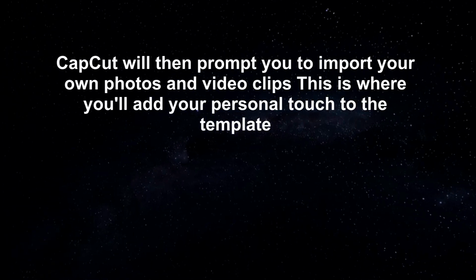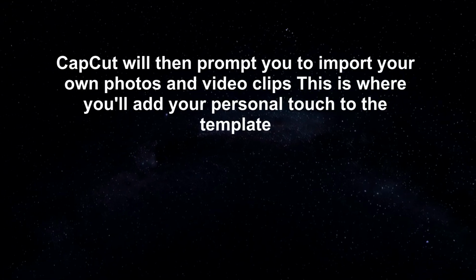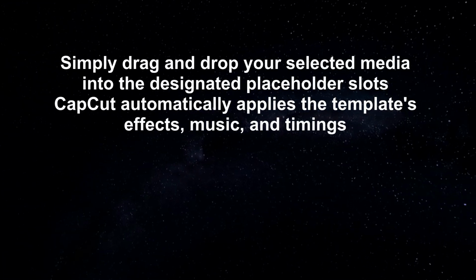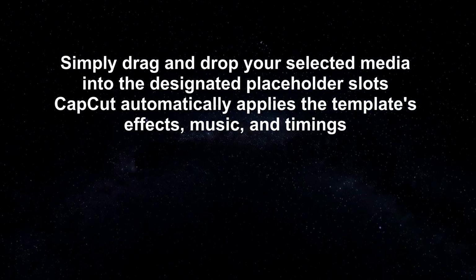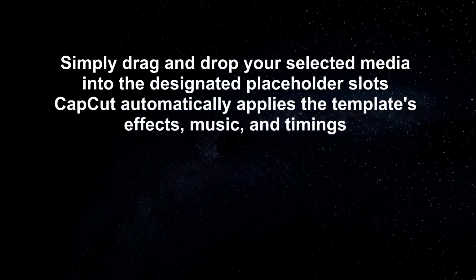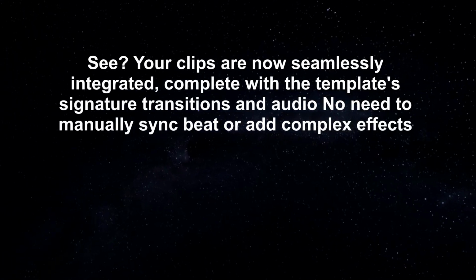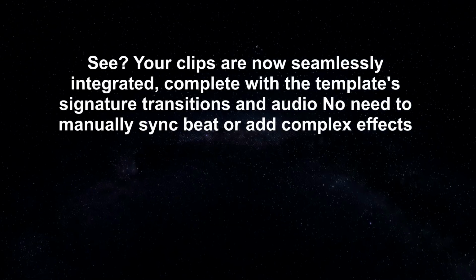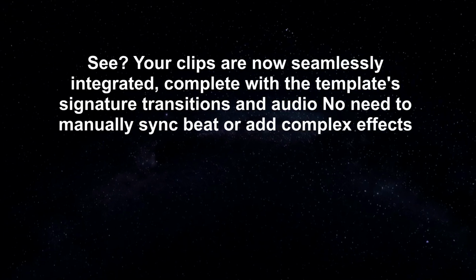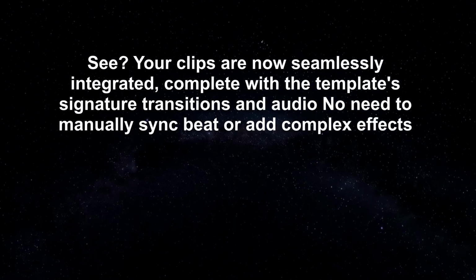CapCut will then prompt you to import your own photos and video clips. This is where you'll add your personal touch to the template. Simply drag and drop your selected media into the designated placeholder slots. CapCut automatically applies the template's effects, music, and timings. See, your clips are now seamlessly integrated, complete with the template's signature transitions and audio. No need to manually sync beat or add complex effects.